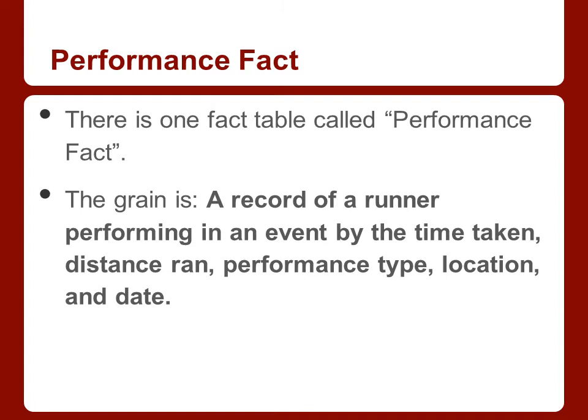We have a grain for our performance fact table. It is a record of a runner performing in an event by the time taken, distance ran, performance type, location, and date. So all of these facts are going to be located on our fact table. And then from this fact table, you can drill down into more details, different hierarchies, things like that. I'll be going into a little more detail about this later, and we have specific figures and diagrams to show you about this performance fact table that we'll be going into a little bit later.